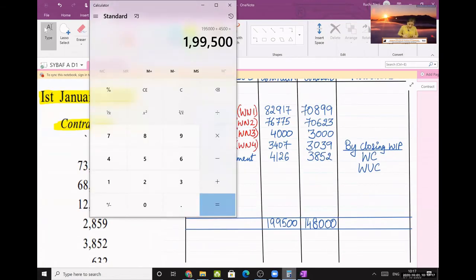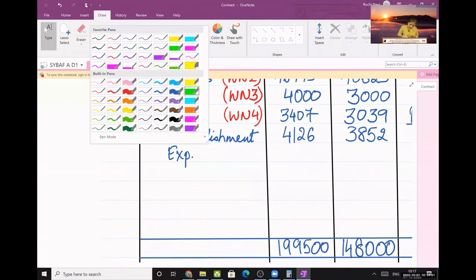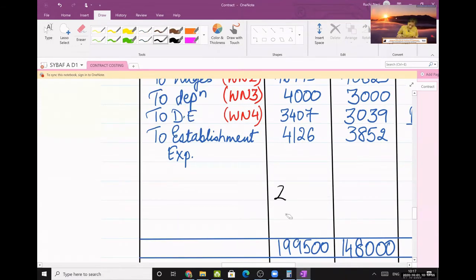Let us check how much is coming. 82,917 plus 76,775 plus 4,000 plus 3,407 plus 4,126. So my total is 1,71,225. Subtract the credit side from this. So 28,275 is my answer. Please write it here. Okay. 28,275. Next, do it for B.